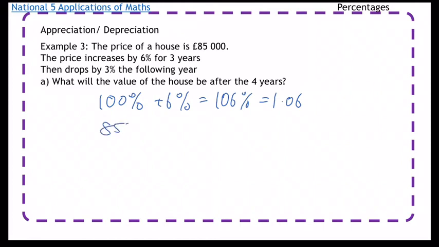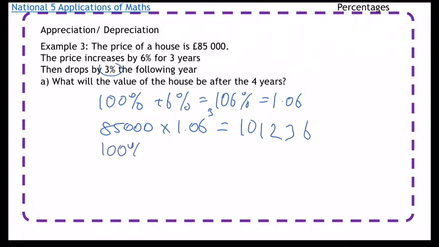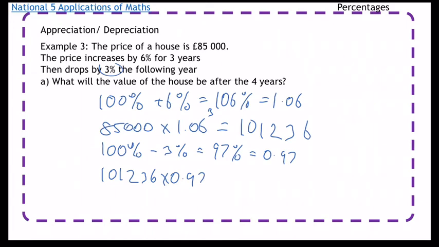Then we're going to take 85,000 and we're going to times it by 1.06. And we're going to do it to the power of 3 because it's 3 years. And then that gives me 101,236. Okay. It's then going to drop by 3% the following year. So I've got 100%. Take away 3% gives me 97%. Which gives me 0.97. So that's 101,236 times 0.97. Only do it 1 year, so we don't need to write a power because it technically is the power of 1 already.